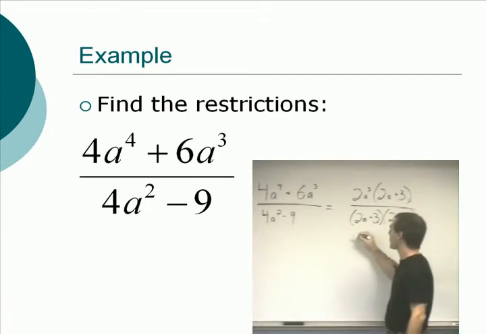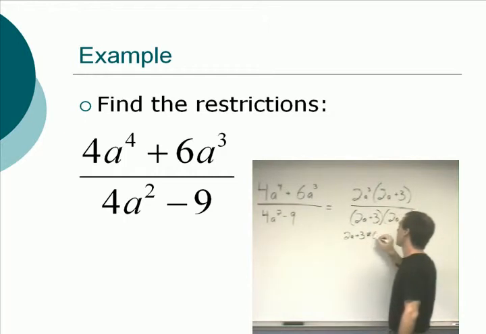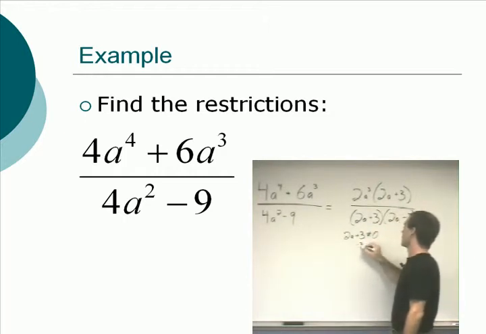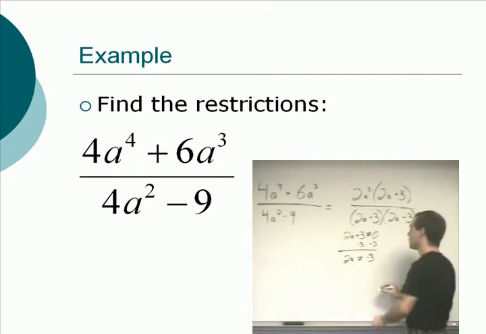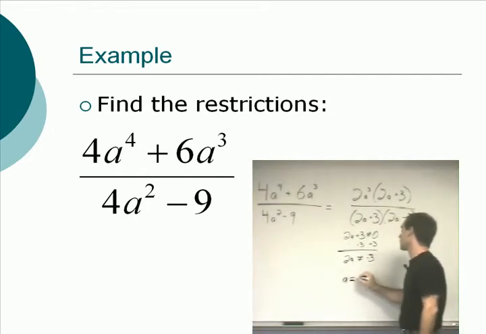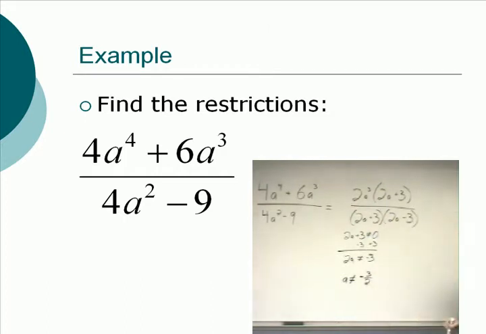So if we start out with this one, we have to recognize that this factor of 2a plus 3 cannot be 0. So if we solve that, we find out that 2a cannot be equal to negative 3. Divide by 2, and the restriction from that factor is that a cannot be equal to negative 3 halves. If a was negative 3 halves, then this factor would turn out to be 0, and 0 times anything would give you a 0 denominator, so it would be no good.